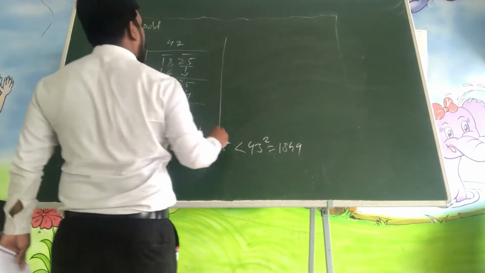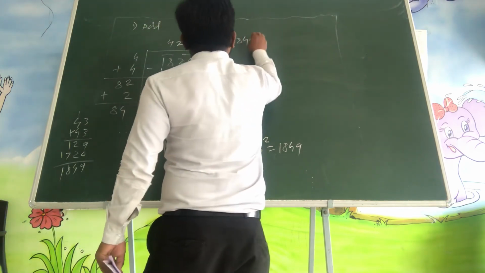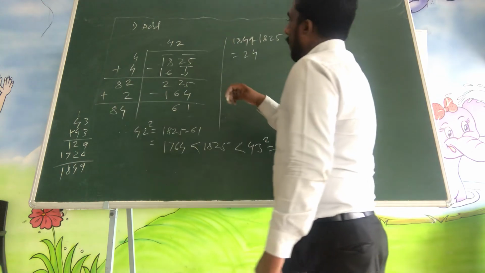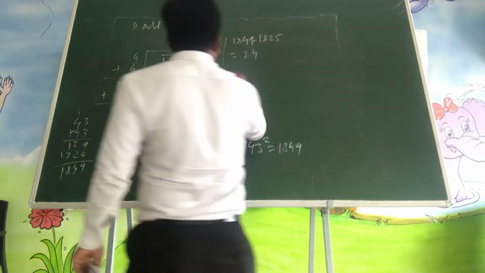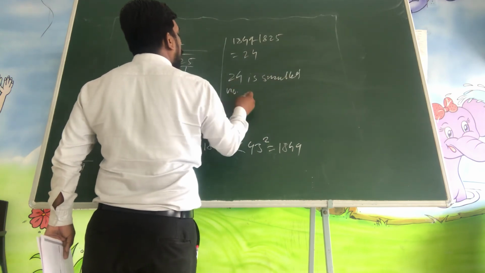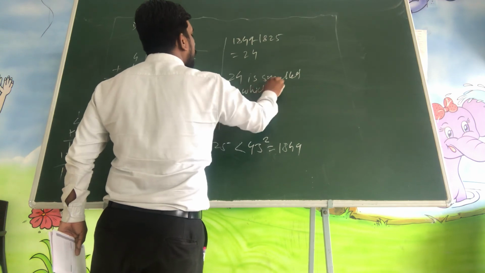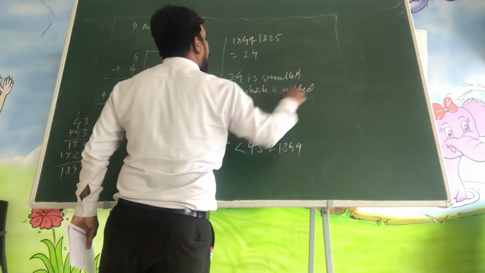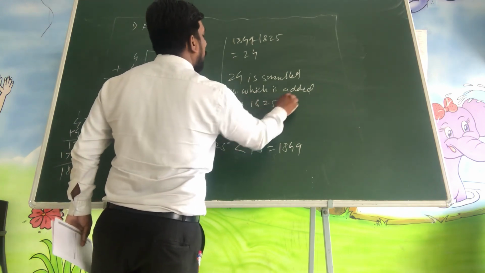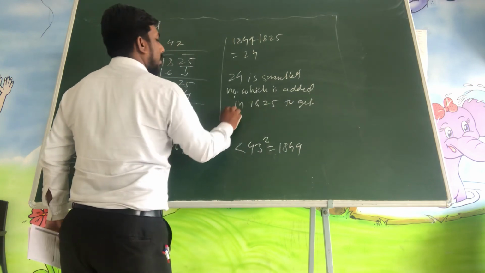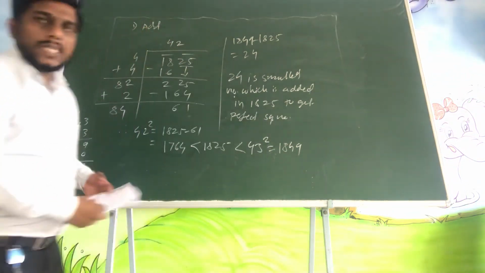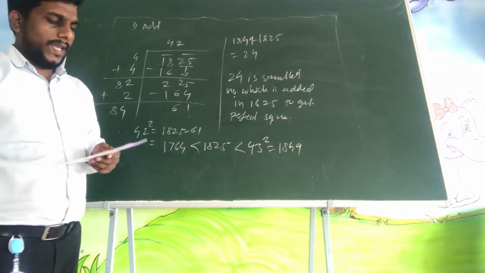So we can say that 1849 minus 1825 is equal to 24. And we can say that 24 is the smallest number which is added in 1825 to get a perfect square number. So same as it is, we have to do for the remaining examples.